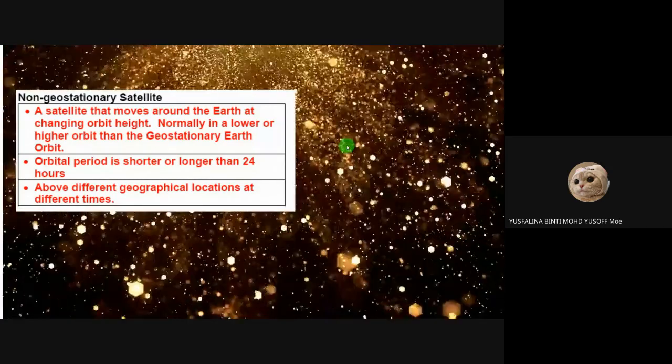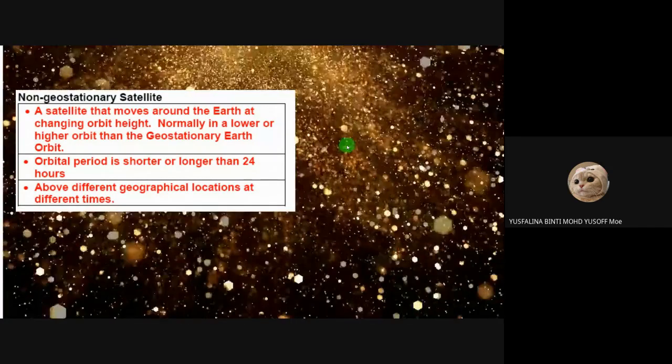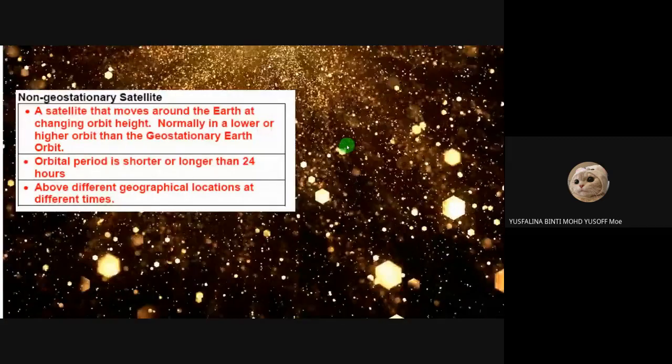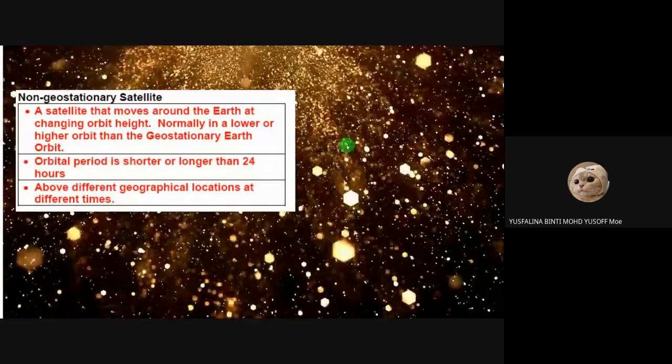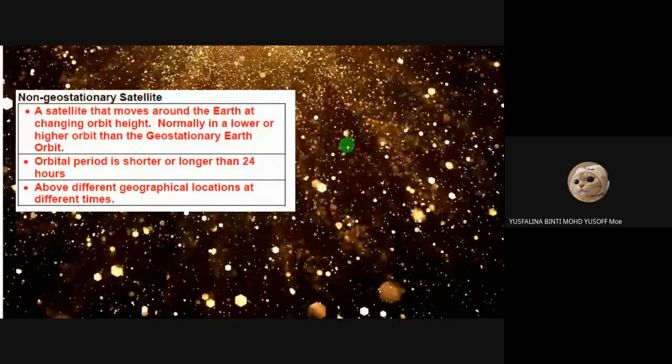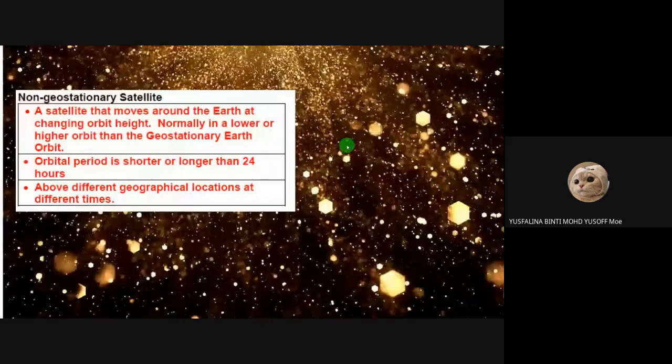Maybe at first it is on top of Malaysia. Then after that, maybe it moves to the Philippines. Maybe after that it moves to the USA. So that's the example for the non-geostationary satellite and also the geostationary. So what is the characteristic?